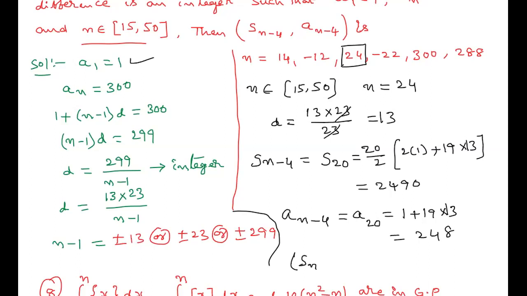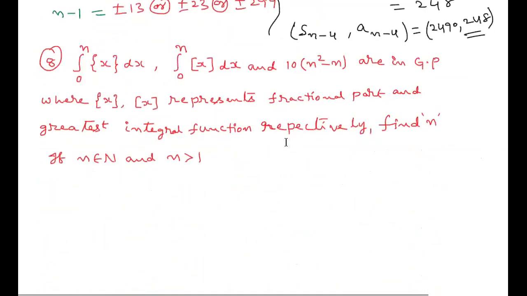So finally, what is the answer? S n minus 4, comma, a n minus 4 is equal to 2490, comma, 248. This is the answer. Here, do the calculation carefully and observe the conditions. Next.